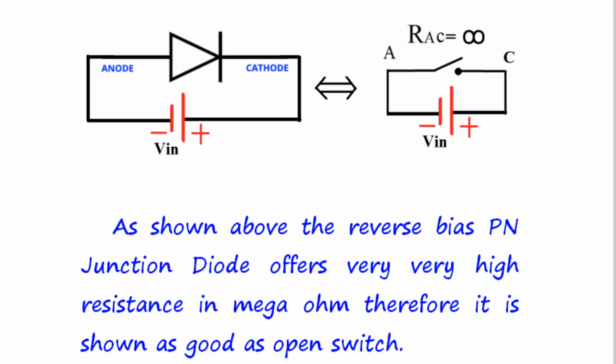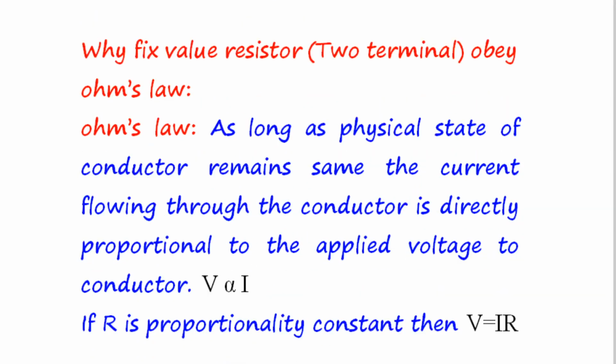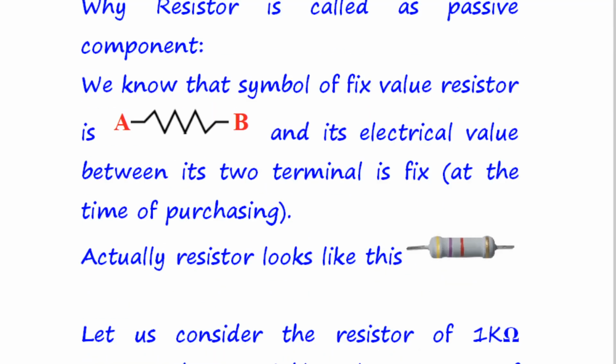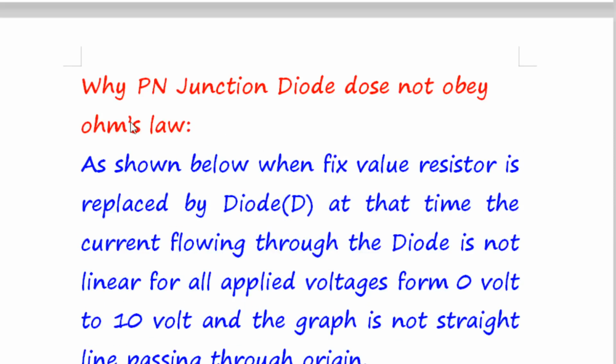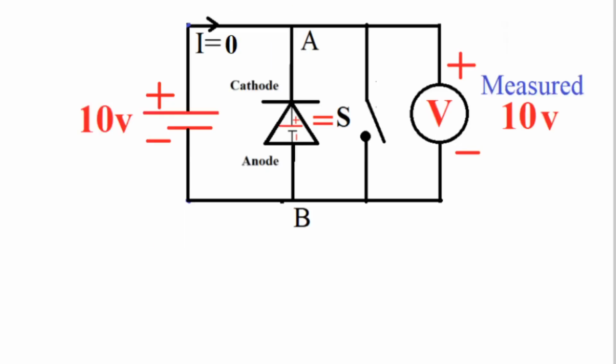And with this, we'll conclude that the reverse bias characteristics and working of a PN junction diode under reverse bias condition you have understood in detail. And in the next lecture, we'll go for the topic which is not possible to cover now: why fixed value resistor obeys Ohm's law, and why PN junction diode does not obey Ohm's law. That we'll see in the next lecture, because that topic is again a little bit lengthy one.